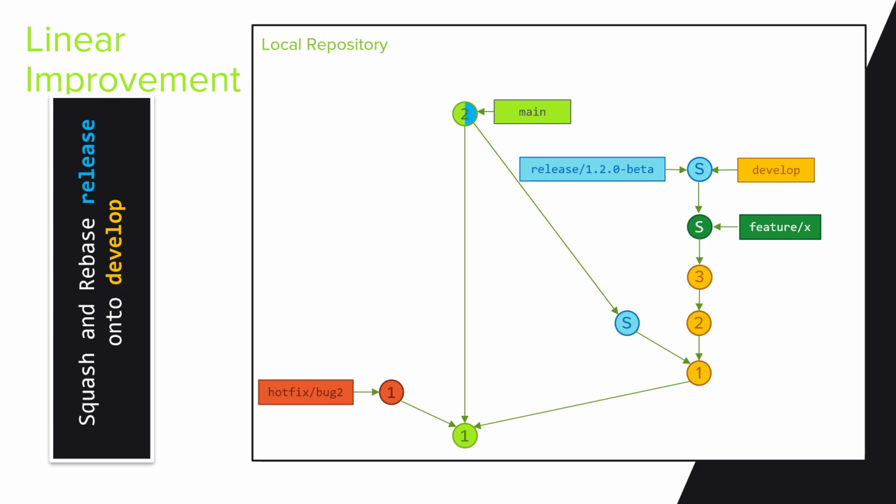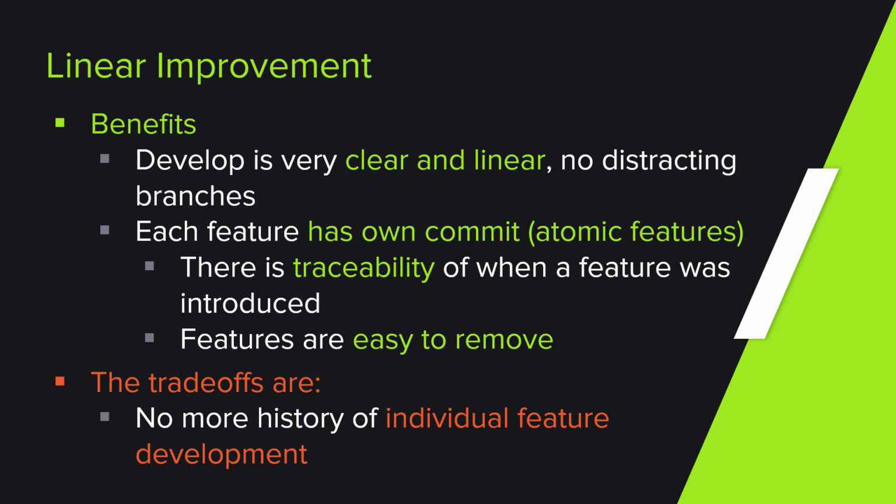Our goal is to keep develop as linear as possible and have clear release points in main that can be tracked to their origin. In case of the hotfix, we could rebase it to main when it's done and then merge it into develop as well. Our goal is achieved. Develop is linear and clean. Each feature has a single atomic commit that can be undone via revert very easily.